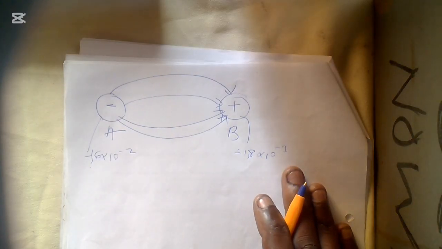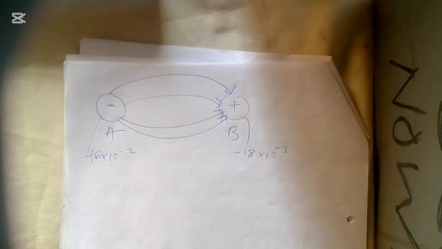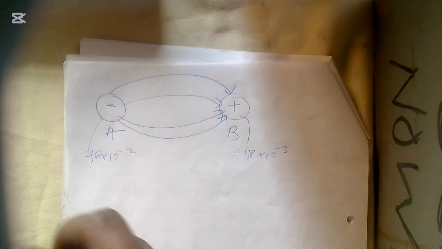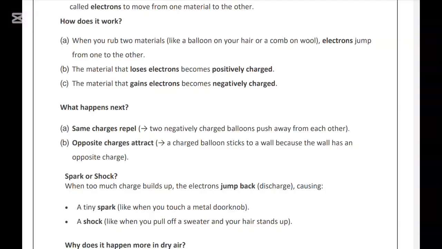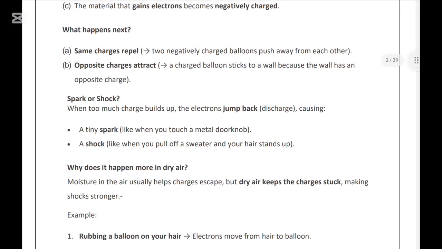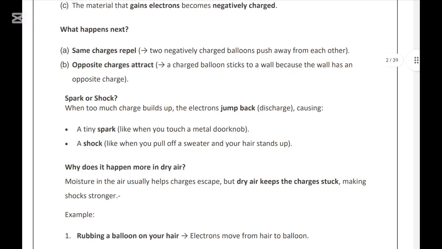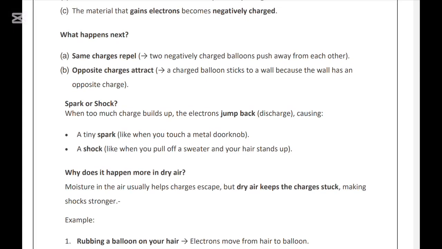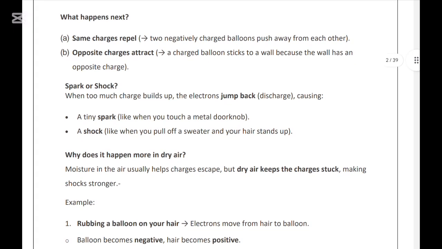When you rub a balloon on your head, electrons jump from one to the other. So electrons cause static electricity. Let's continue. What happens next? Same charges repel: two negatively charged balloons push away from each other. Opposite charges attract: a charged balloon sticks to a wall because the wall has an opposite charge.